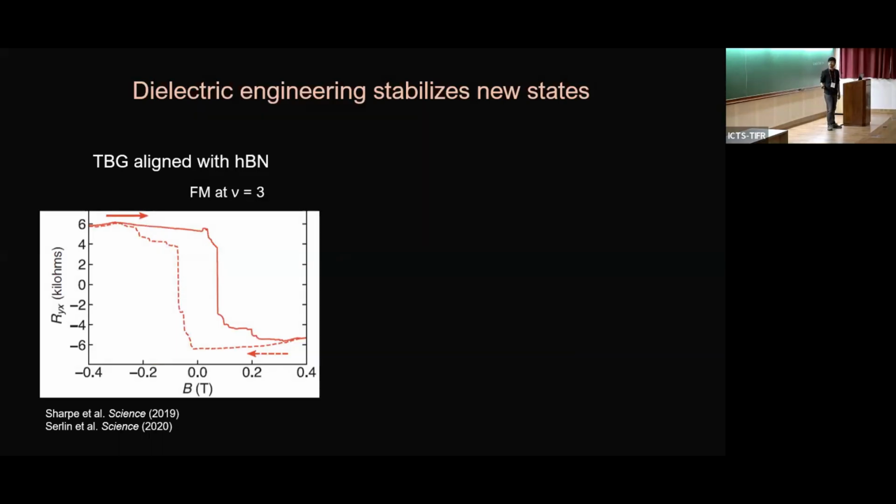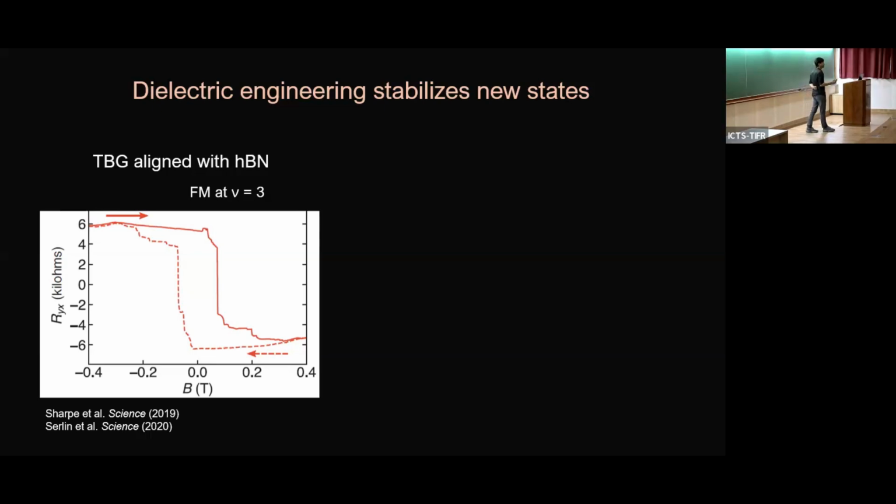The anomalous Hall effect was observed at a filling factor of 3, which is an odd filling factor in twisted bilayer graphene. So you break inversion symmetry, you polarize the valleys in the system, and you see a large anomalous Hall resistance. And 1 year later, quantized response was also realized. So dielectric engineering is an interesting theme to realize some of the correlated states. I would say that this dielectric engineering stabilizes some of the phases in twisted bilayer graphene.